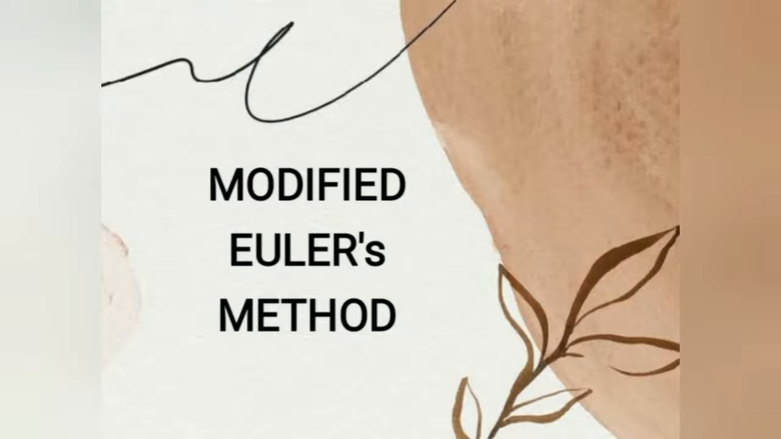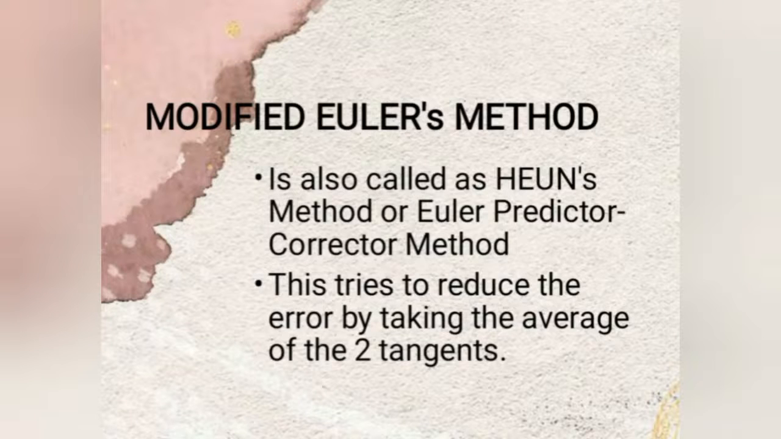Hi everyone, I am Karin Love and right now I'll be discussing the modified Euler's method. So modified Euler's method is also called Heun's method or Euler predictor-corrector method. In this kind of method, it tries to reduce the error by taking the average of the two tangents.